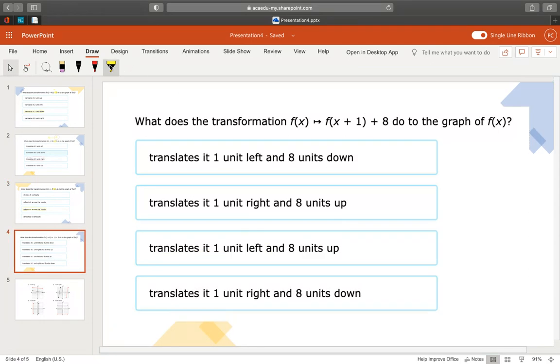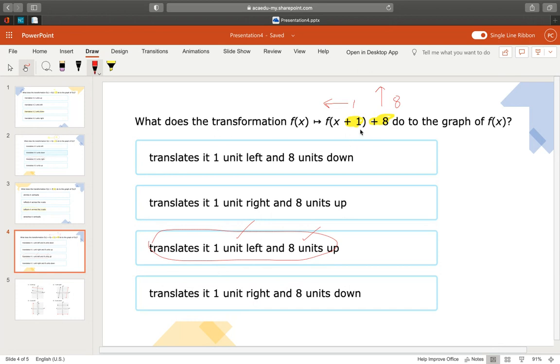Here, we have two transformations. So we are transforming inside the parentheses and outside of the parentheses. We know that if it's inside the parentheses, it's going to move left and right. So a plus inside the parentheses is going to cause the graph to move to the left, and adding outside is going to cause the graph to move up. So we need to go left 1, and then up 8. Then we will be looking for the answer choice where we go left 1 and then up 8. So this would be the answer choice that we are looking for.